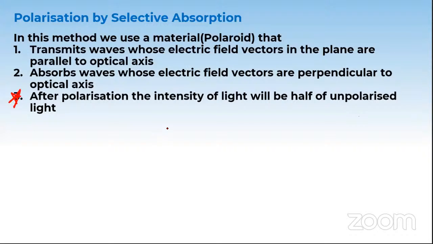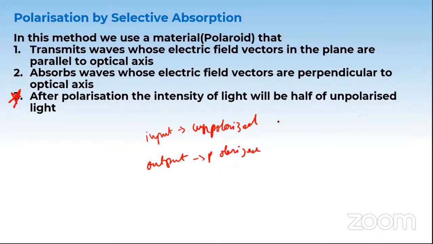Whenever for the first time you polarize an unpolarized light, if the input is unpolarized light and the output is polarized light, and if the input has an intensity of I naught, the polarized light will have an intensity of I naught by 2. Always, whenever unpolarized light is getting polarized for the first time, the intensity will be half of it.